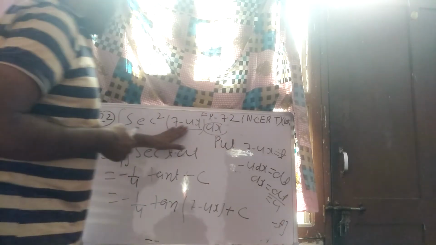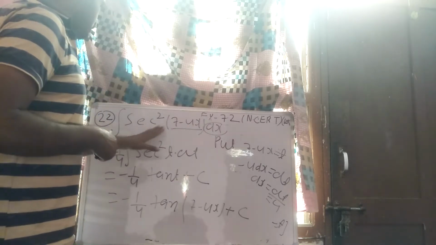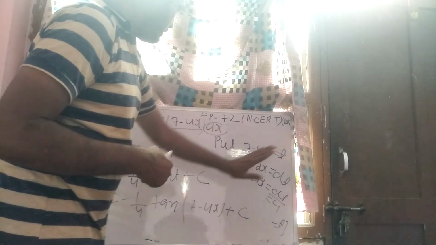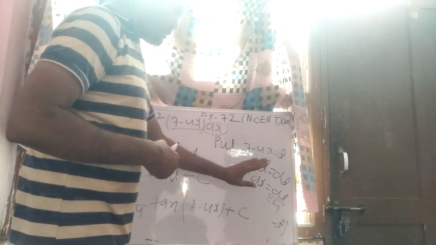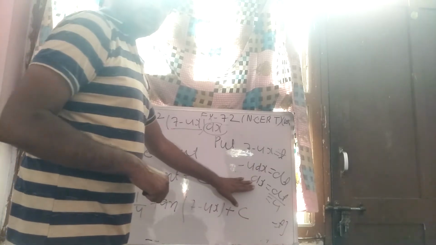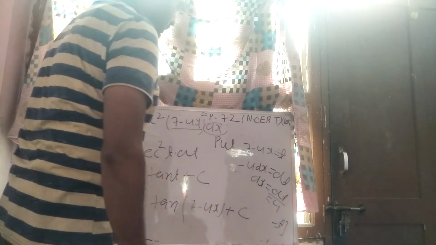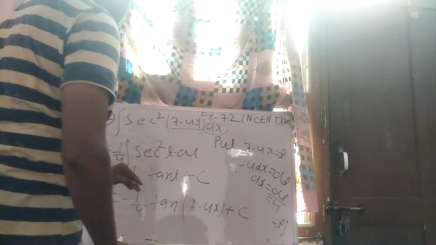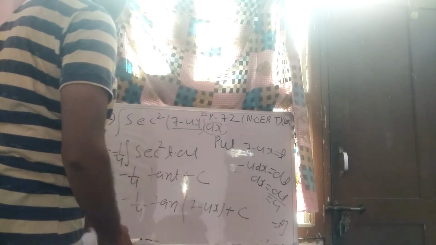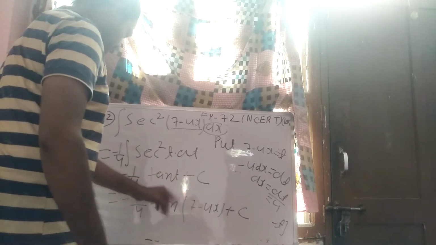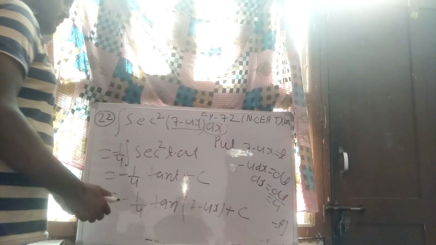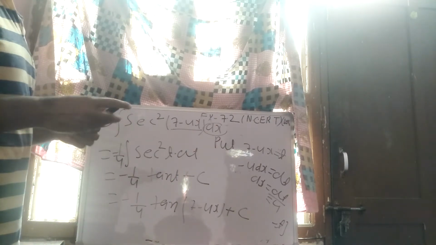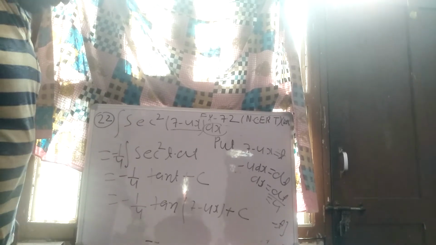Sec square (7 minus 4x) into dx. We also put 7 minus 4x equal to t, and minus 4 into dx equal to dt, and also dx equal to dt upon minus 4. Minus 1 upon 4 sec square t into dt, and this is the answer, tan t plus c. We also substitute the value of t as 7 minus 4x, and we have to see this in every question. Next.